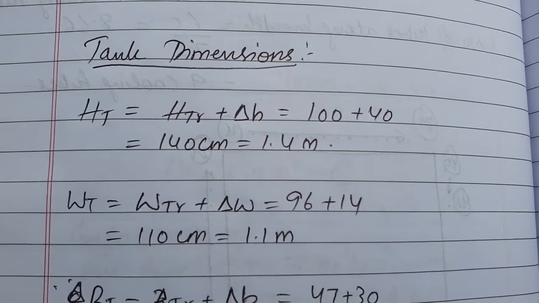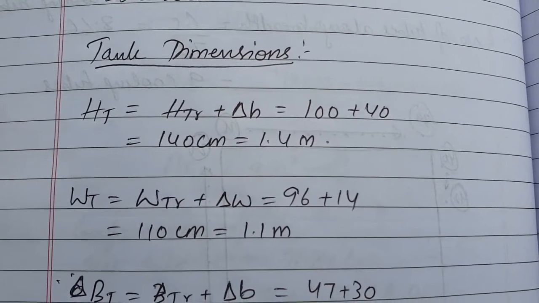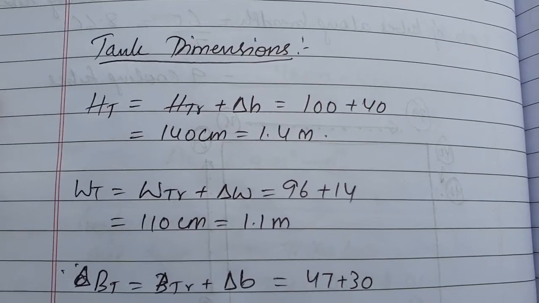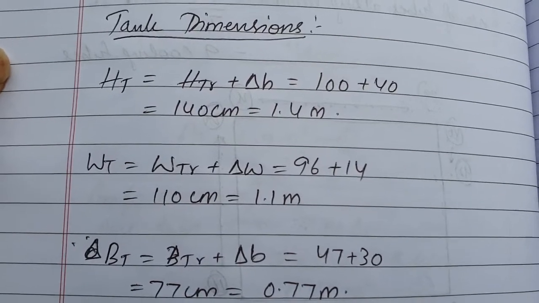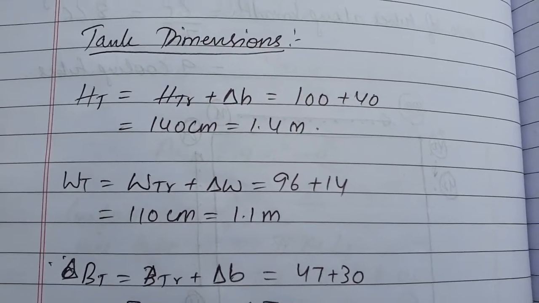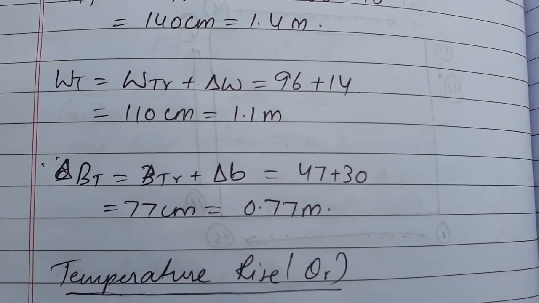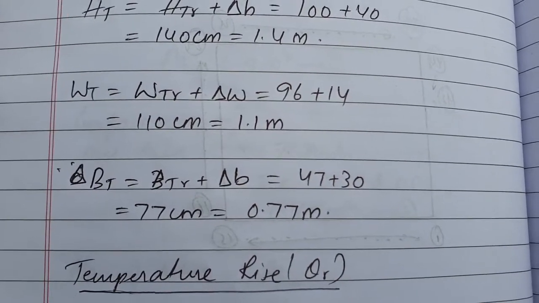First, let us calculate the tank dimension. Ht is equal to Htr plus delta H. Substitute the values. Therefore, Ht is equal to 1.4 meter. Similarly, Wt, that is width of transformer tank, is 1.1 meter. Breadth of transformer tank Bt is equal to 0.77 meters.